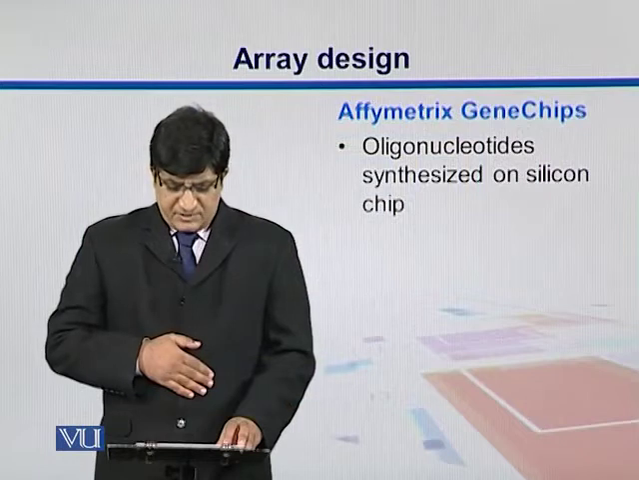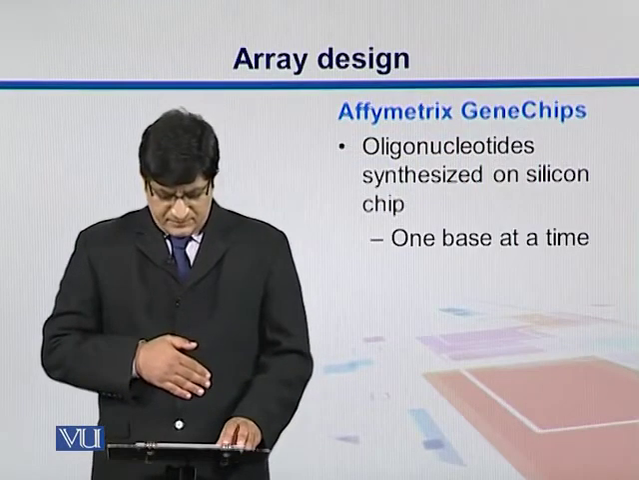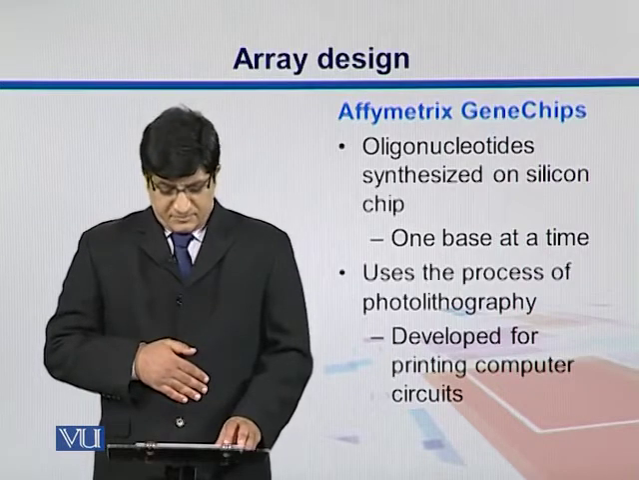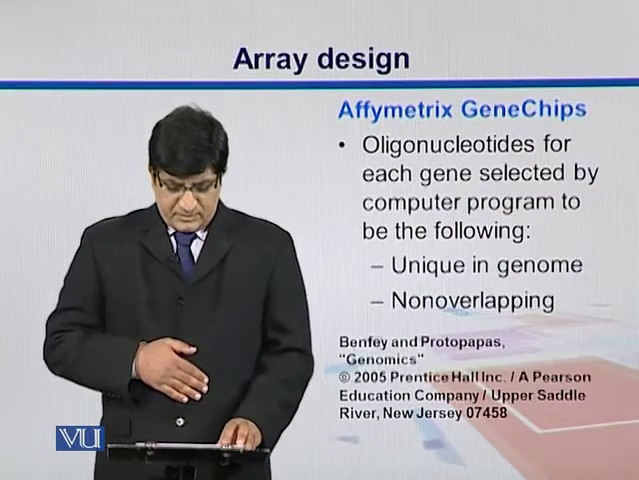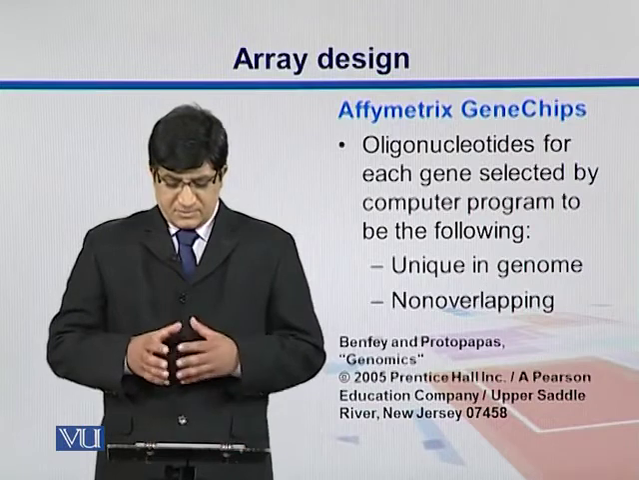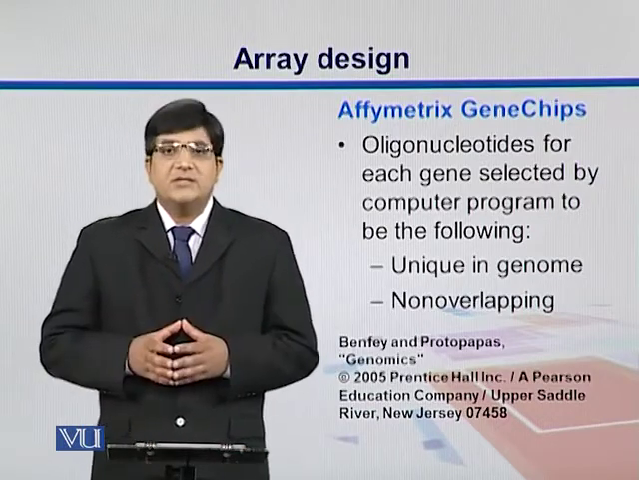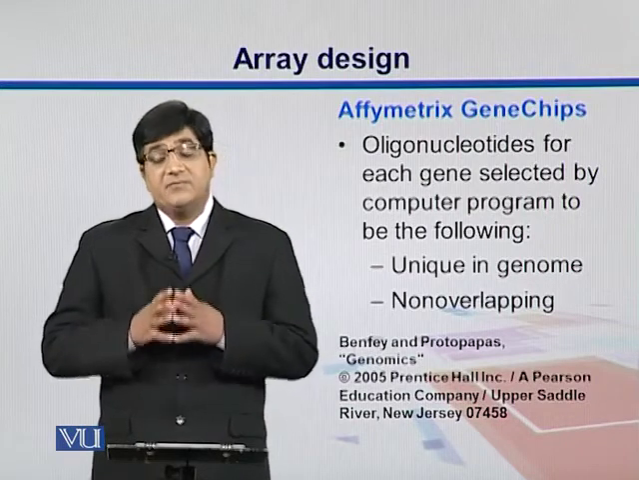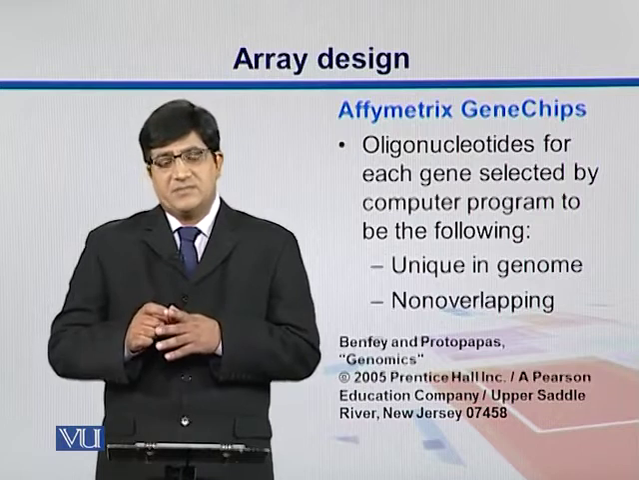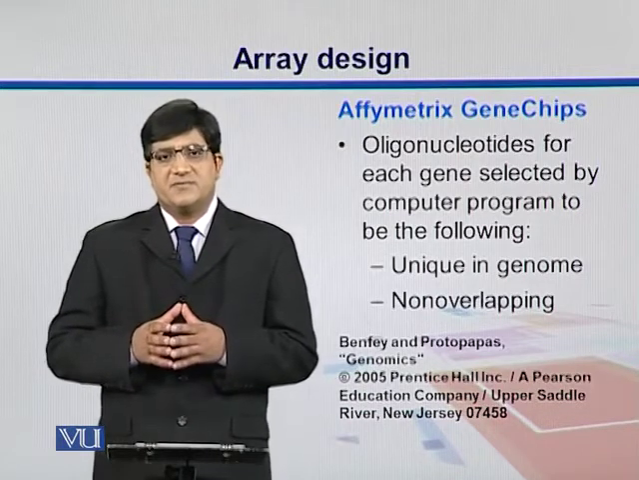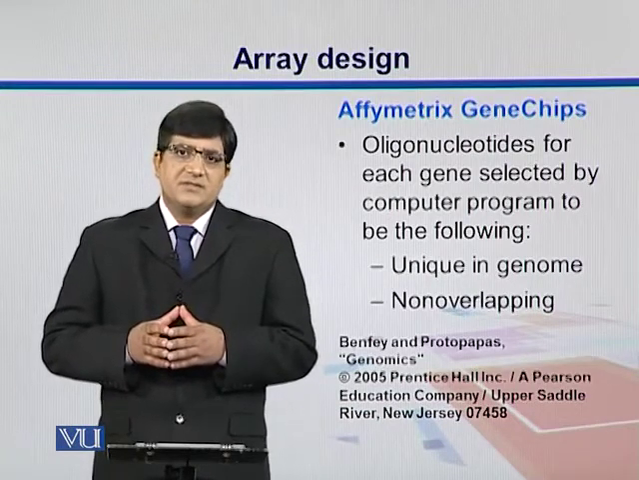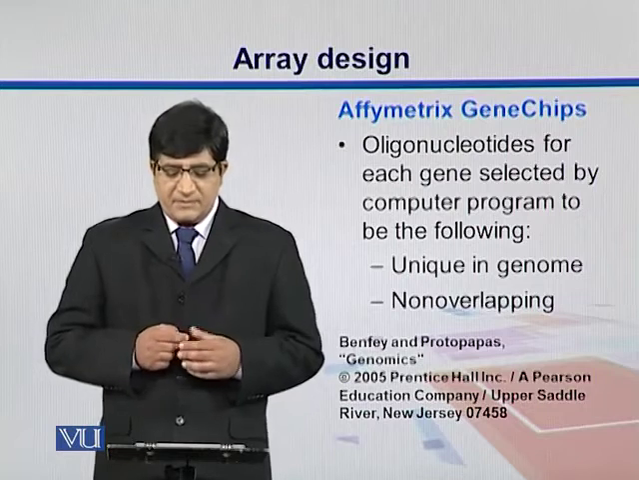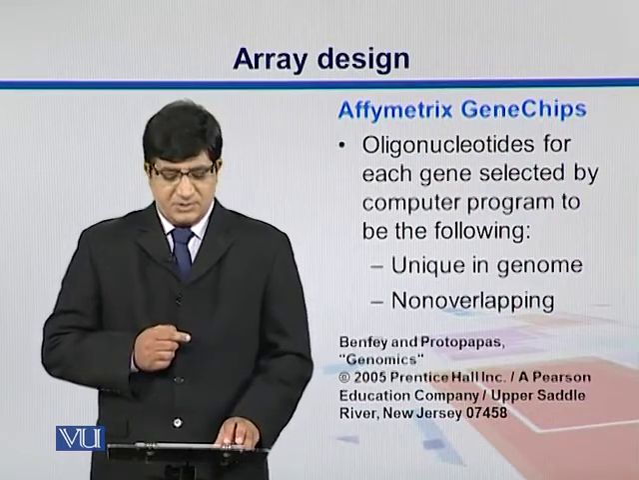In Affymetrix gene chips, we have oligonucleotides synthesized on silicon chips. One base is added at a time, using photolithography, which was developed for printing computer circuits. Oligonucleotides for each gene are selected by different computer programs. A good oligo should be unique in that particular genome, capturing only that gene. If the probes are not unique, there can be cross hybridization, and it will be hard to distinguish between two or three genes. Their messenger RNA can attach to the same spots.